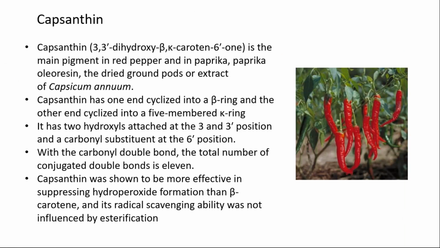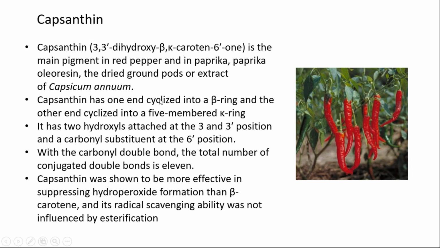Then you have capsanthin, which, as the name itself suggests, comes from the chili or the capsicum. This is a red color, 3,3'-dihydroxy-carotene-6-one, and it is the main pigment. It is not the pungent principle. The pungent principle is capsaicin. However, the red pigment that you find in the chili or the paprika oleoresin is capsanthin.